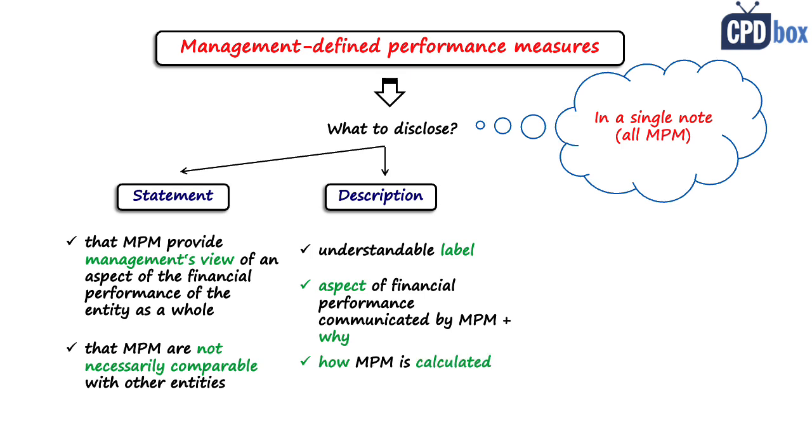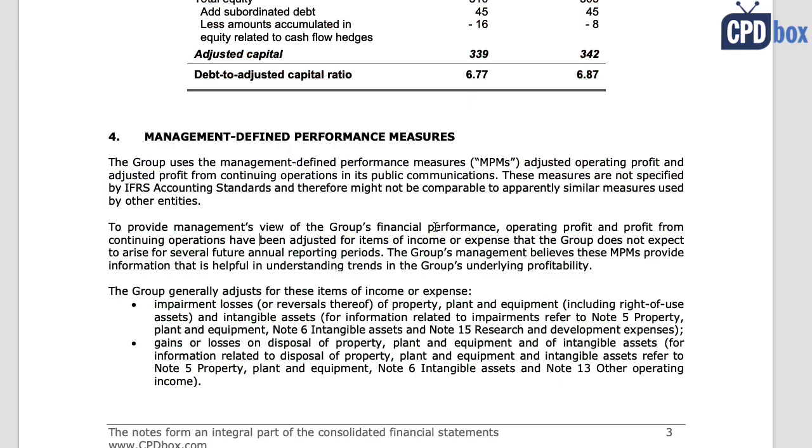Next, you must state how MPM is calculated. Again, here it says that operating profit and profit from continuing operations have been adjusted for items of income and expense that the group does not expect to arise for several future annual reporting periods. And then there is a full paragraph describing it more precisely, which items have been added or deducted to the subtotal reported in profit or loss. Here we have impairment losses and gains or losses on disposals of property, plant and equipment and intangible assets. Here I stress that this depends on the specific entity.